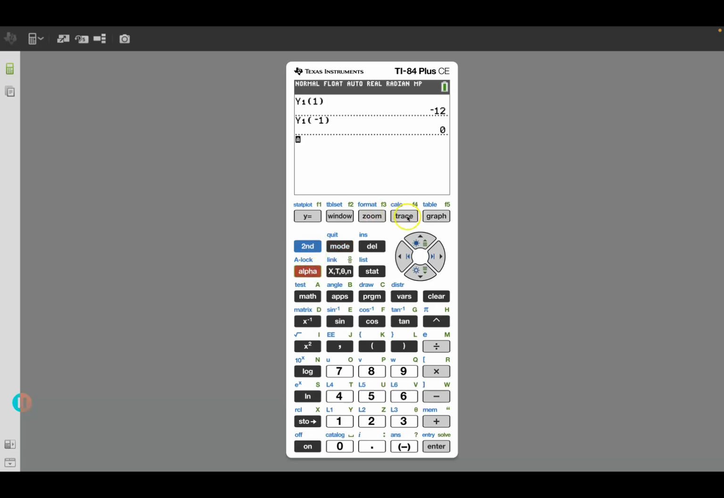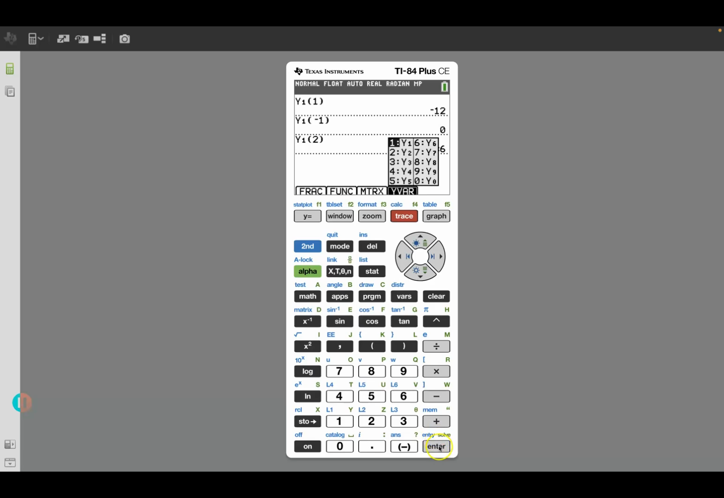Alpha, trace. Again, this is called your shortcut menu. We're pulling up the very first one, y sub 1, and then parenthesis 2, close parenthesis. This is inputting x equals 2, and we see when x equals 2, y equals 36, so 2 is not a 0. So now let's try negative 2.